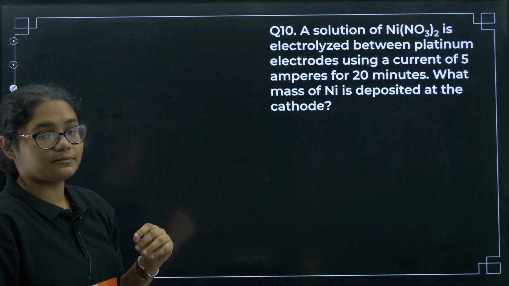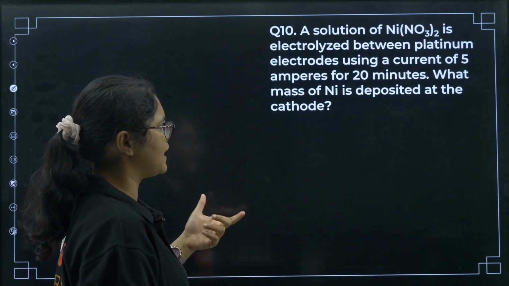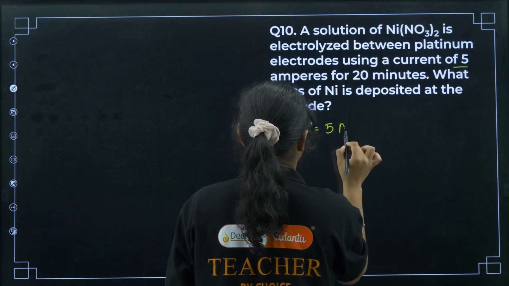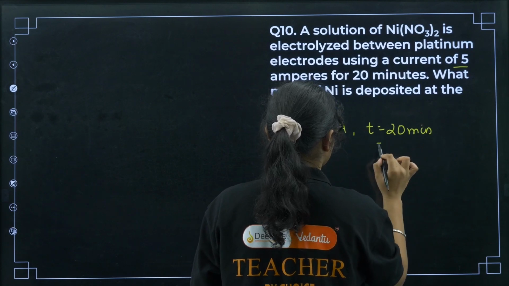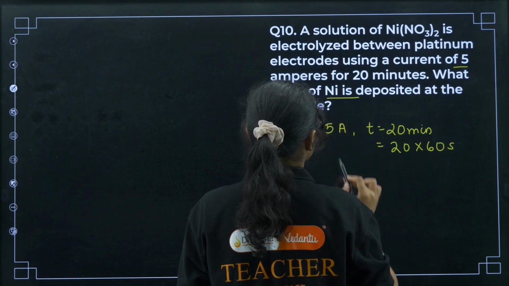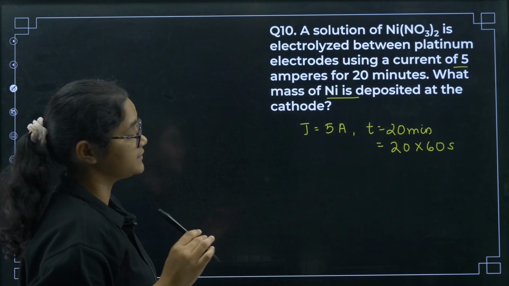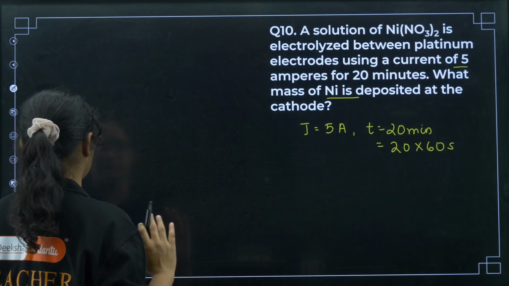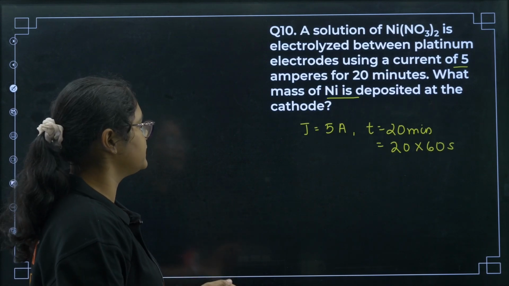Next is question number 10. A solution of nickel nitrate is electrolyzed between platinum electrodes using a current of 5 ampere. Current is 5 ampere and time is 20 minutes. You should always convert it into seconds, so 20 into 60 seconds. What mass of nickel is deposited? This is a very simple question, but here we should know the molar mass of nickel, which is not given. The molar mass of nickel should be given to you in the question paper, but you should also remember that.